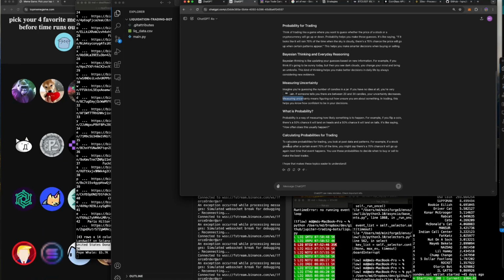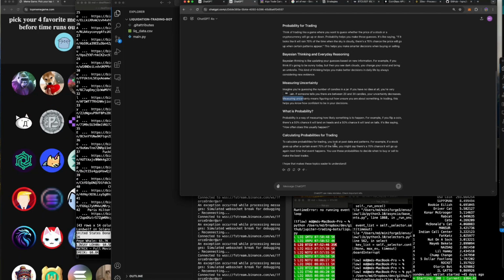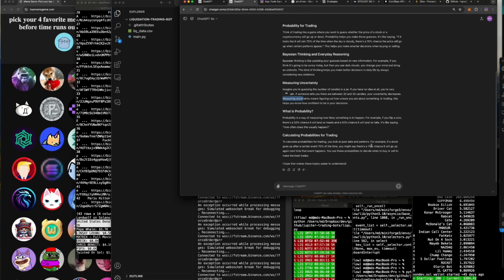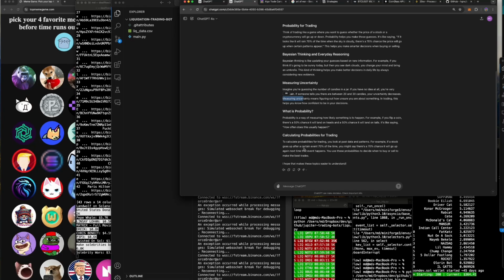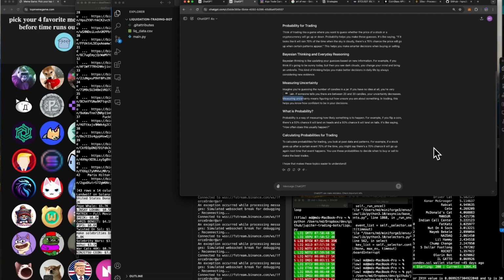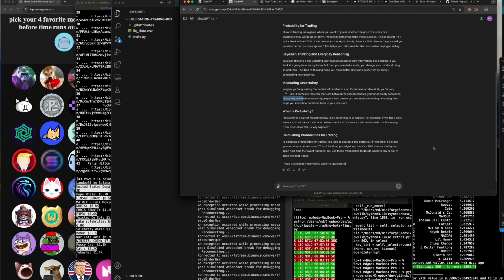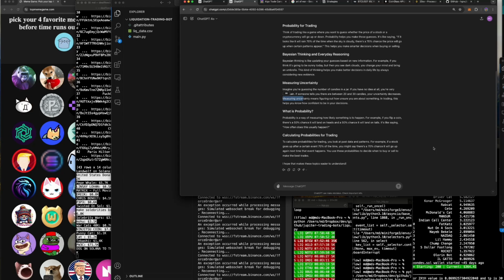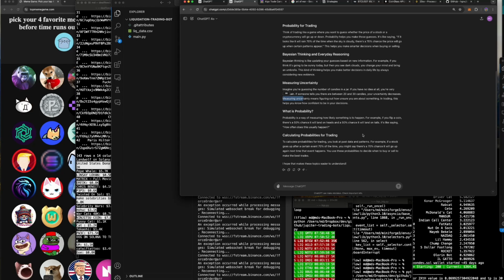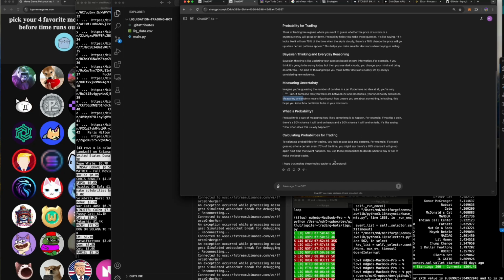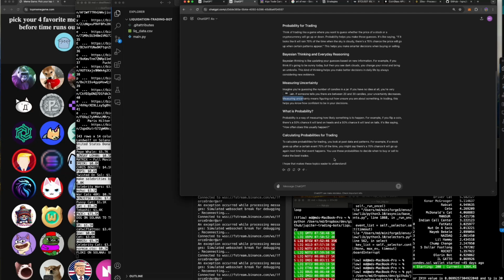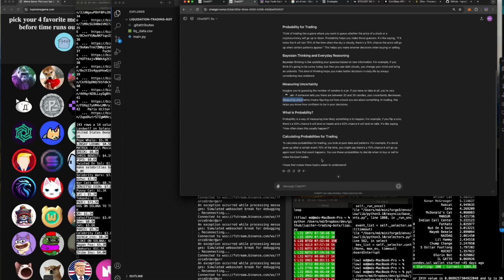Calculating probabilities for trading. To calculate probabilities for trading, you look at past data and patterns. For example, if a stock goes up after a certain event 70% of the time, you might say there's a 70% chance it will go up again next time that event happens. You use these probabilities to decide when to buy or sell or make the best trades.